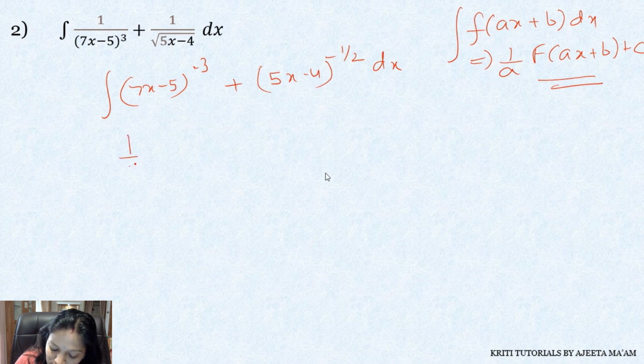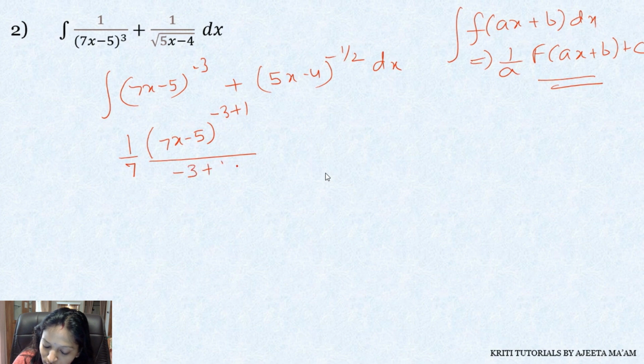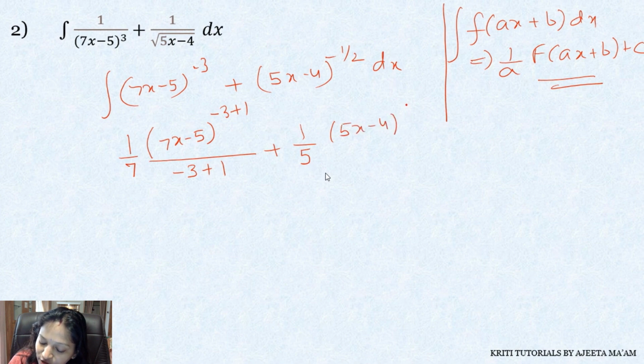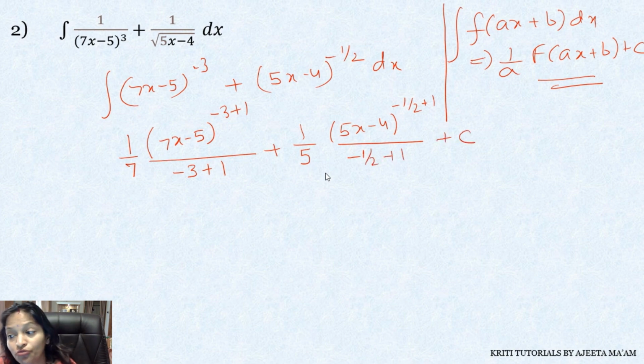Your a is 7, so 1 upon 7 will come, and what is the integration using power rule? Minus 3 plus 1, and here also minus 3 plus 1. Same way here, what is your a according to the law? According to the law, a seems to be 5. Very good. So 1 upon 5, 5x minus 4, and here we get minus half plus 1 upon minus half plus 1, and again plus c. Please do not forget to write c. We always have marks for it. So just remember that.